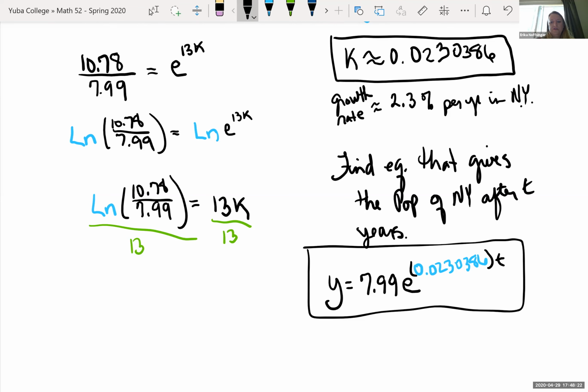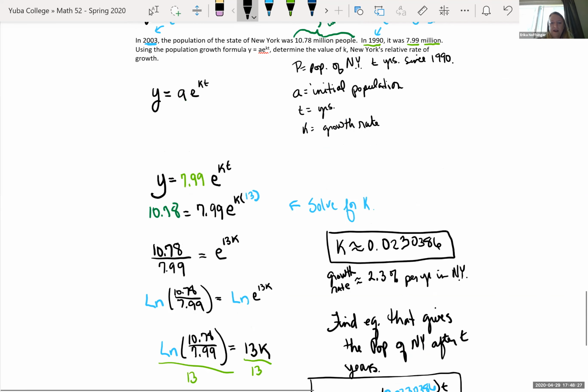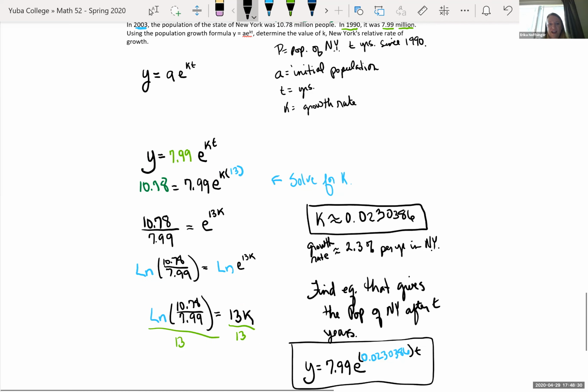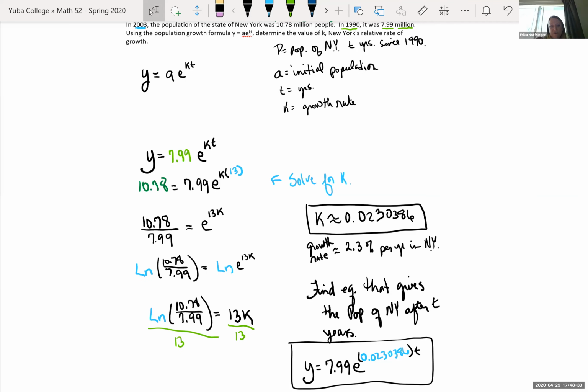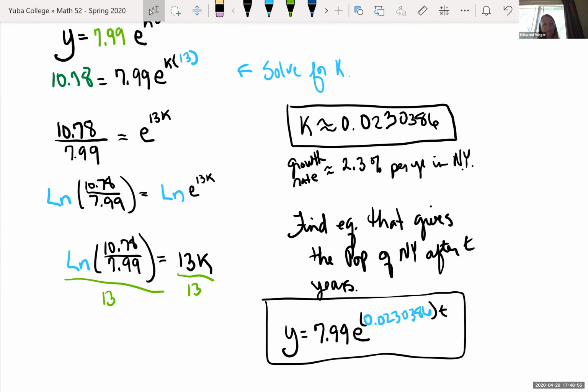Okay, so if this was true information, I don't know if that was true about the population in those times or not. But if that was true information and New York continued to grow at that rate, then we could figure out what the population was at any time. So if we wanted to figure out what it was in 2050, we would have to figure out how many years since 1990 is 2050, which is 60 years, and we would plug in 60 for t. We could figure out in what year the population of New York reached a certain level by plugging that in for y and solving for t.